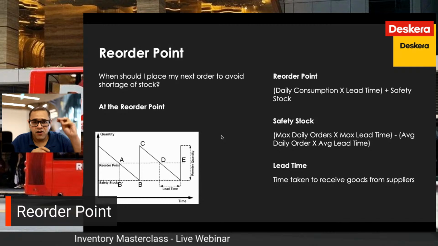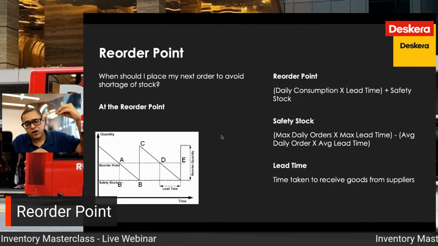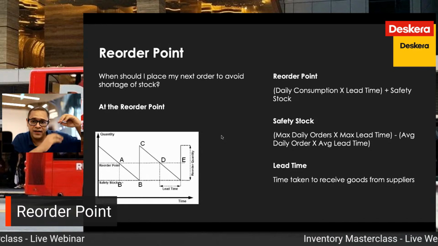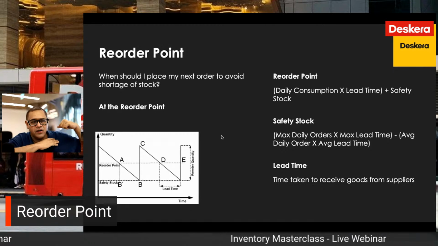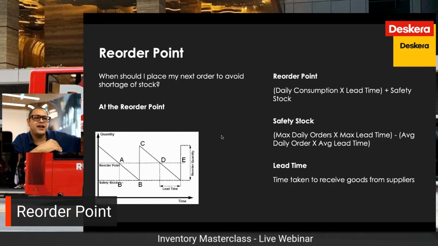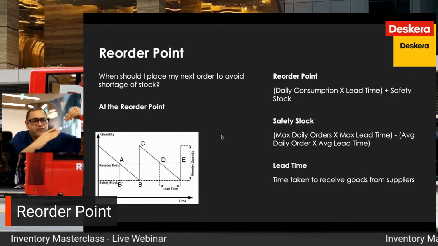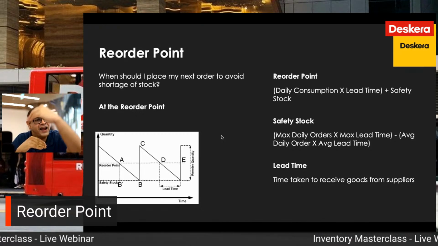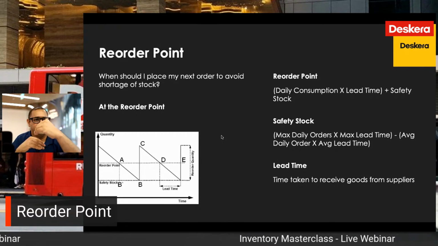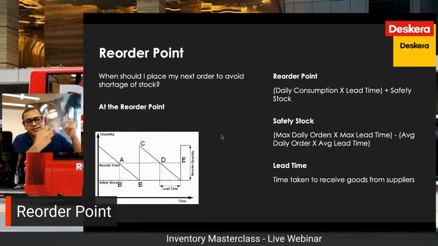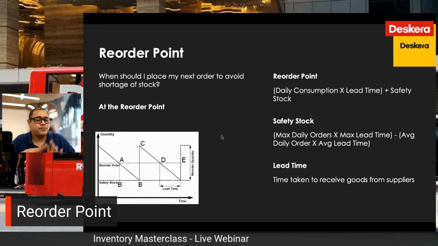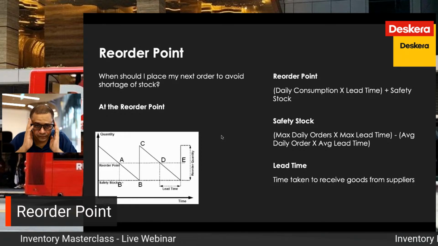And reorder point is what will help you determine that point, that okay, if I have a safety stock of 30, then when should I place my order so that by the time I get to my safety stock, my order has arrived into the inventory, into the warehouse from the supplier. And that is where the concept of lead time comes into play. What is lead time?